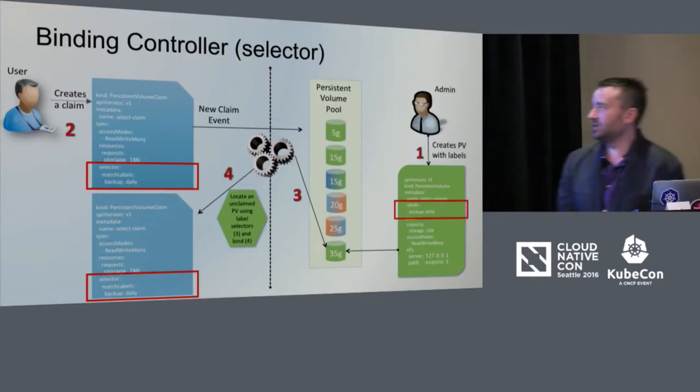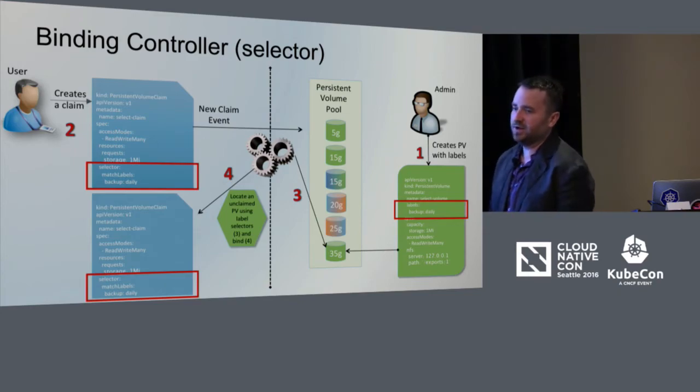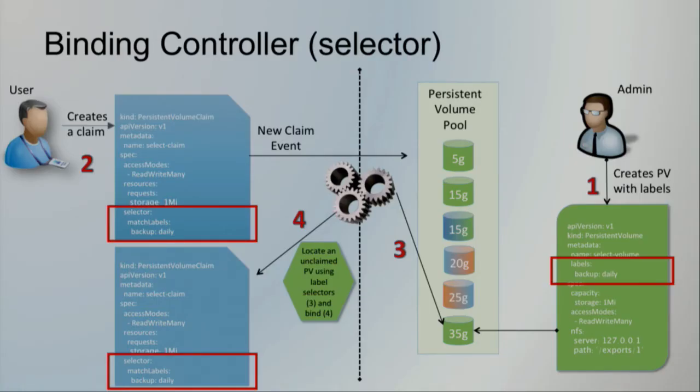So the binding controller. This is very similar to the original binding controller where it was just matching on size and access mode. Step number 1, the admin will come in and create a persistent volume with a label. This will go into a persistent volume pool. Then step number 2, the user will create a claim. They'll have a selector with their match label and then the label and the value that they're looking for. And then step number 3, the binder will come and search the persistent volume pool for a matching volume, and then it'll go through the same 2-step process to bind the volume with the claim. So nothing new here except we add a new match criteria for binding the volume and the claim.